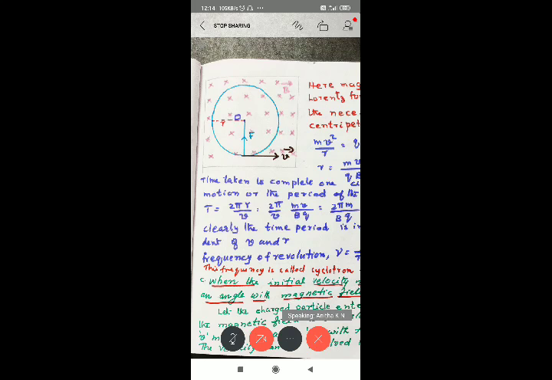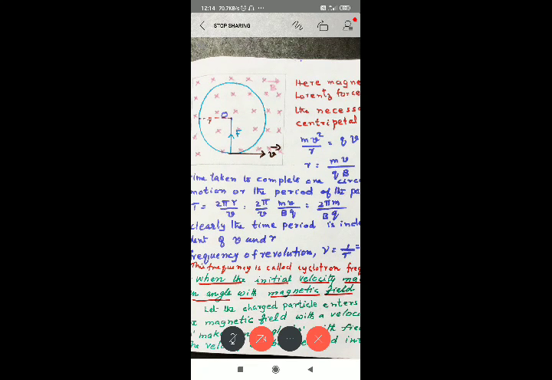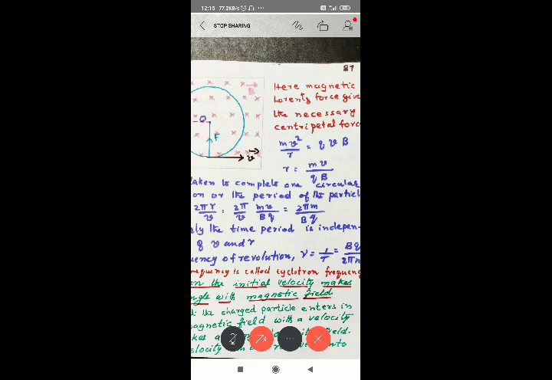So the particle moves in a circular path. That is shown in that figure, the blue circle, no? So the particle moves in a circular path of radius r. And for any body to move in a circular path, centripetal force is required. The centripetal force formula we know, mv square by r. And that is provided by this magnetic force. The centripetal force required for that particle to move in the circular path is provided by this magnetic Lorentz force.